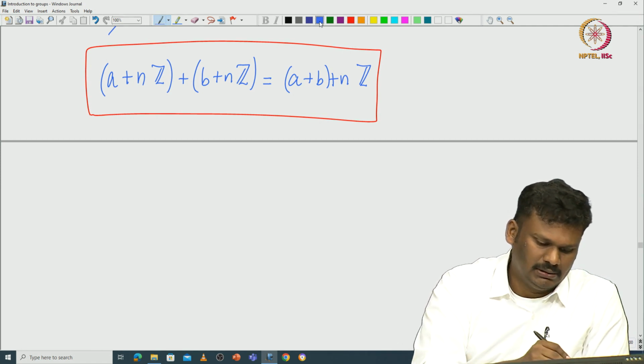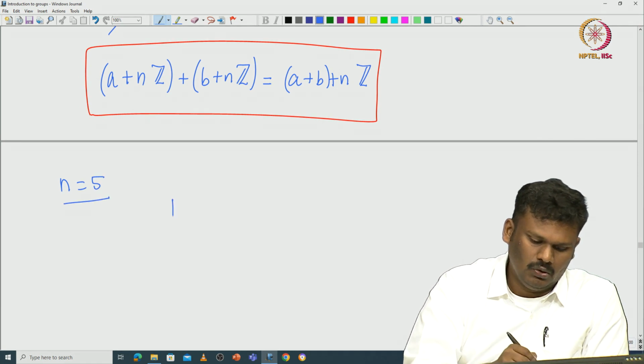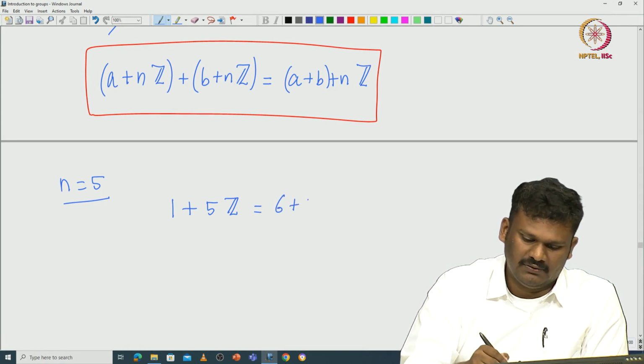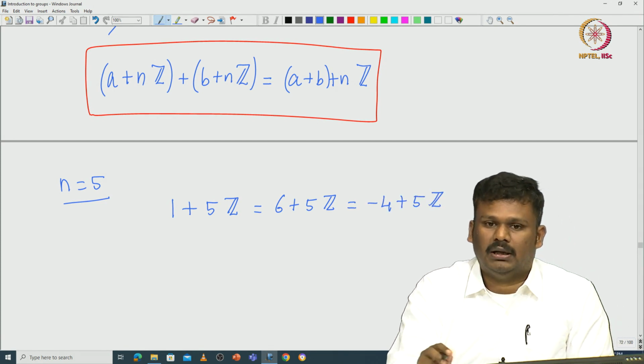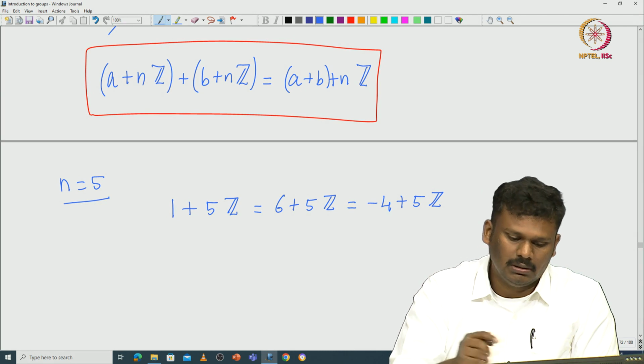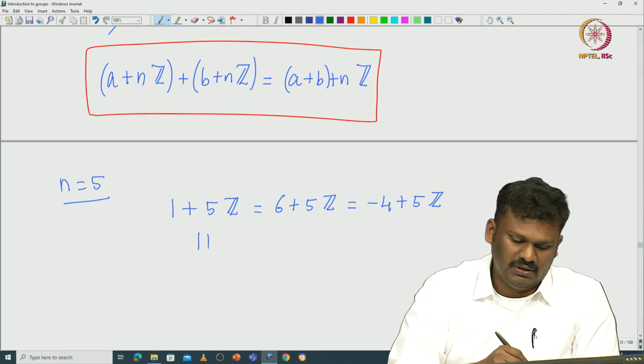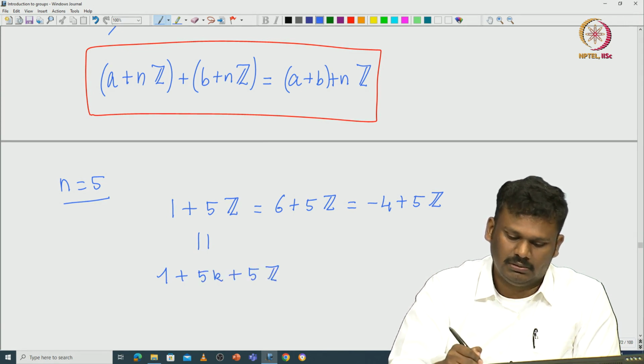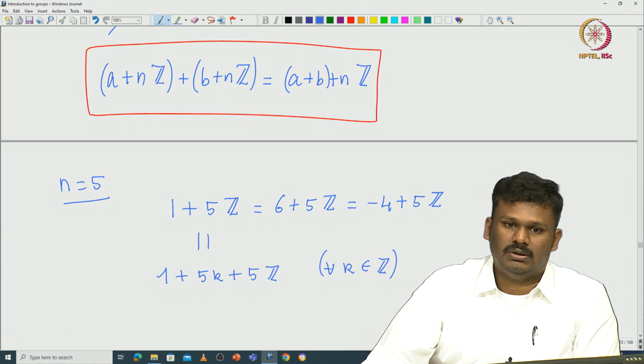So, let us work out some example and then we will see that this is actually well defined. It can happen that, let us say when n equals 5, you may have that 1 plus 5Z is the same as 6 plus 5Z and similarly minus 4 plus 5Z. So, you can always add and subtract multiples of 5. Still that set that we have taken will be the same. So, 1 plus 5Z will be the same as 1 plus 5k plus 5Z for any k inside the integers. This is not going to change.